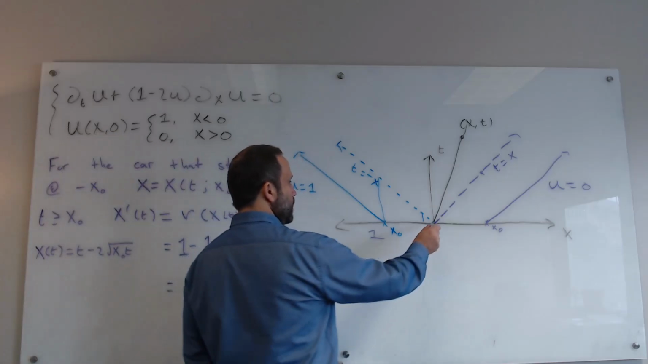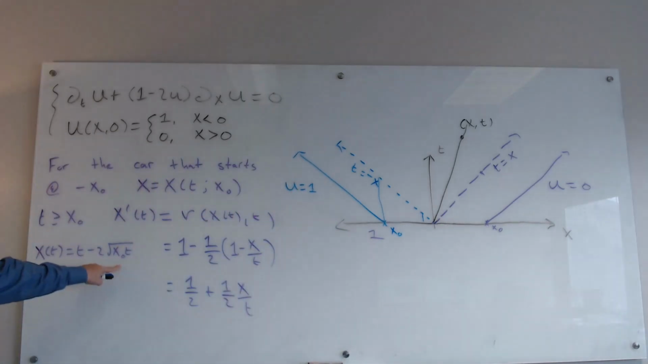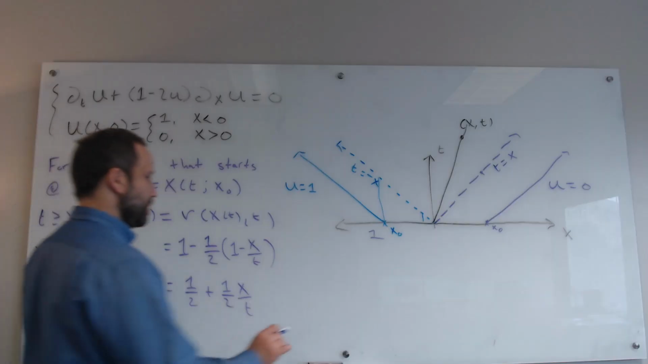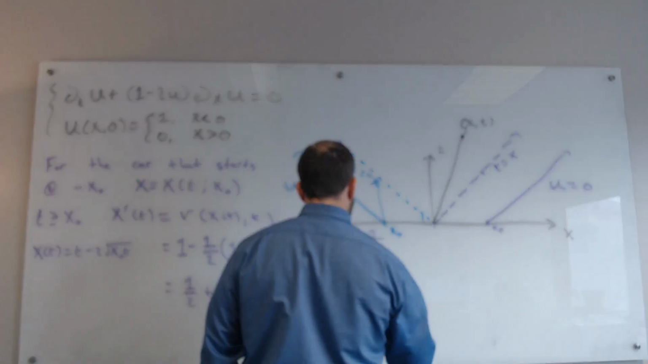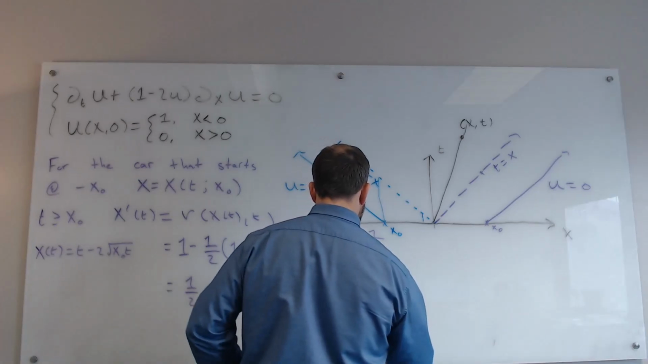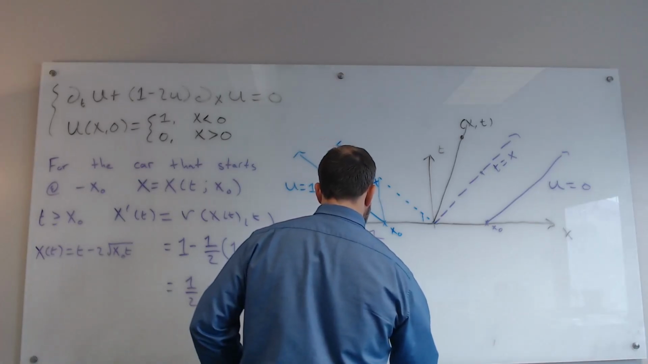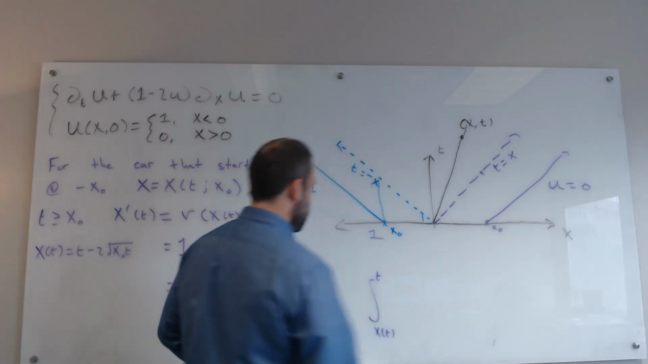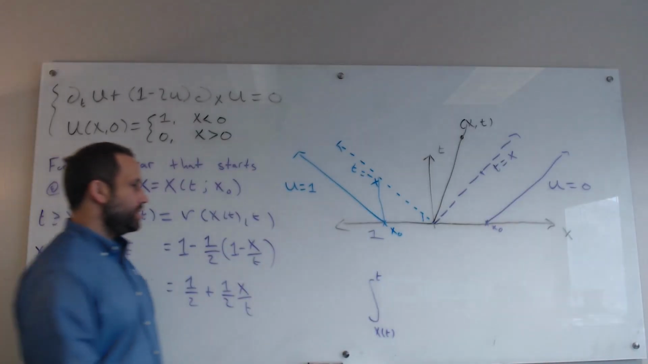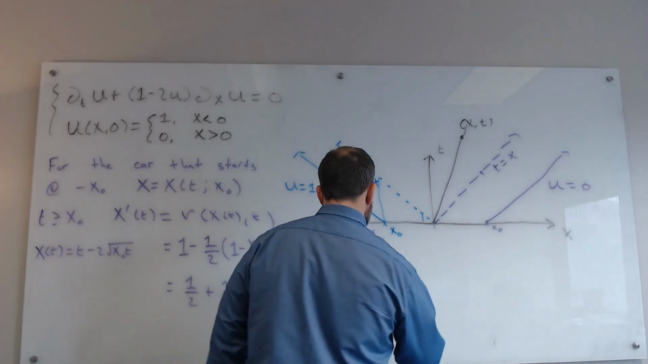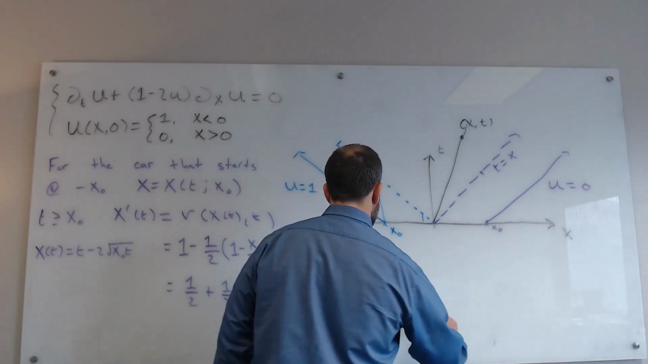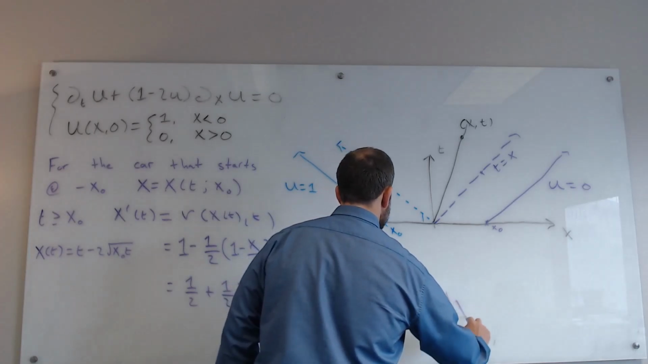Now the lead car, if x naught is equal to 0, that's the lead car, we've got just x of t is equal to t. So if you do the following integral, if you integrate from x of t to t, you go from x of t to t of u of x, t dx.